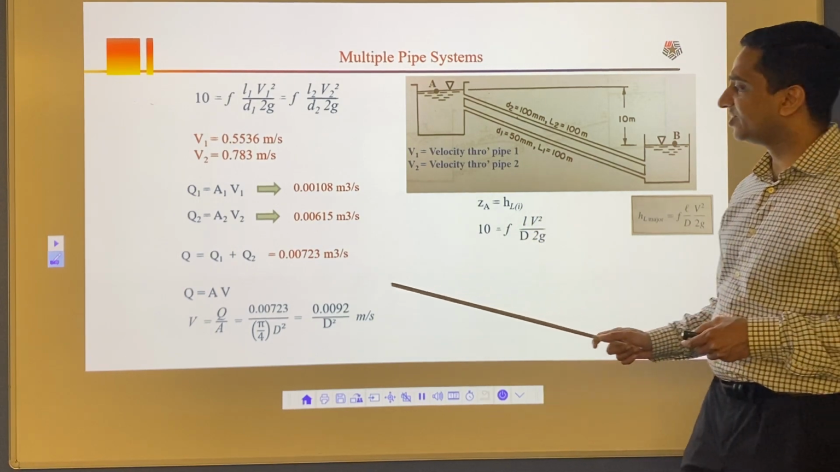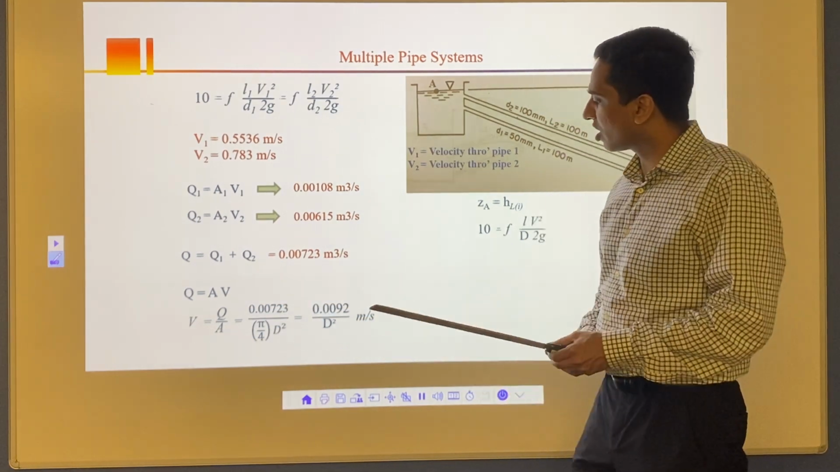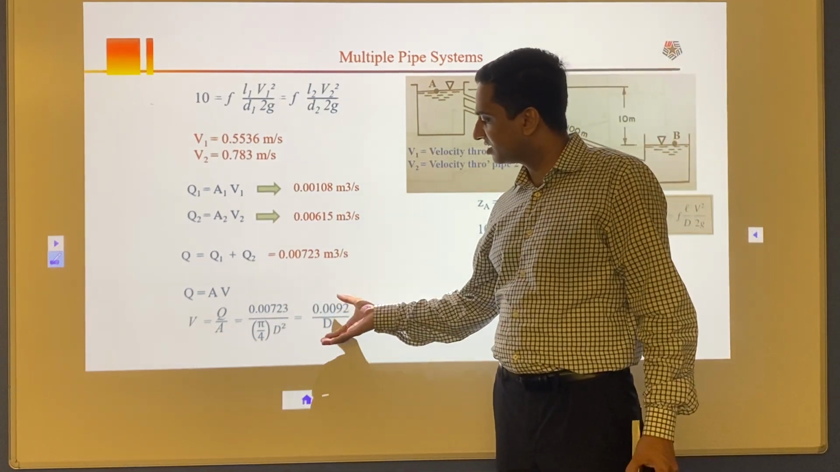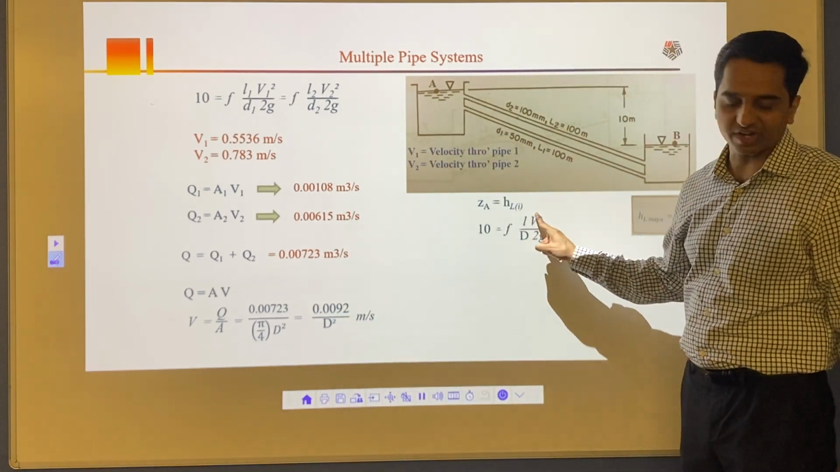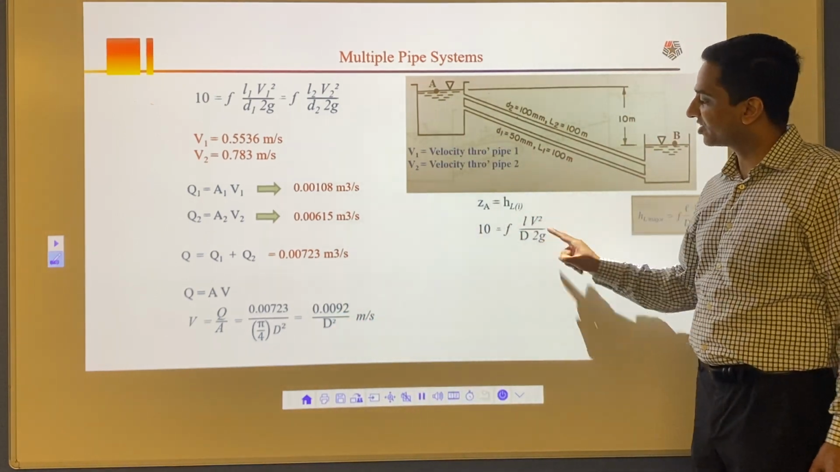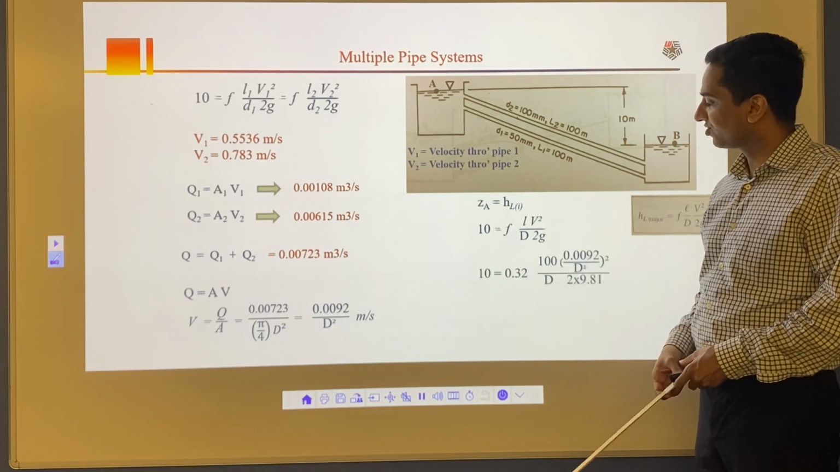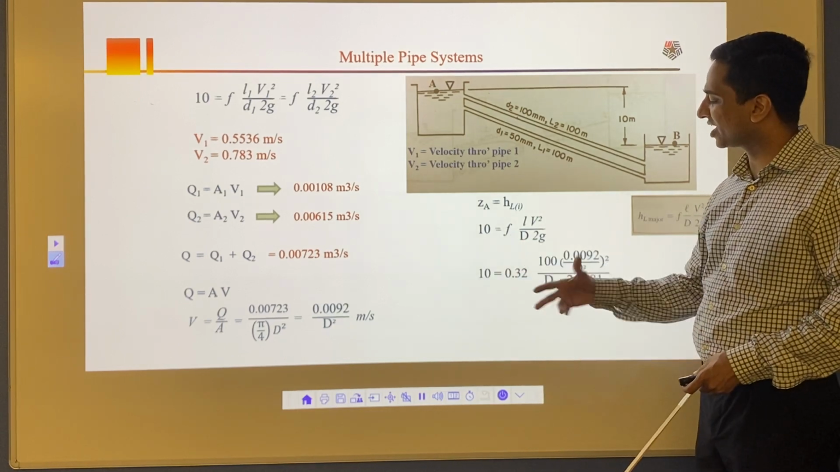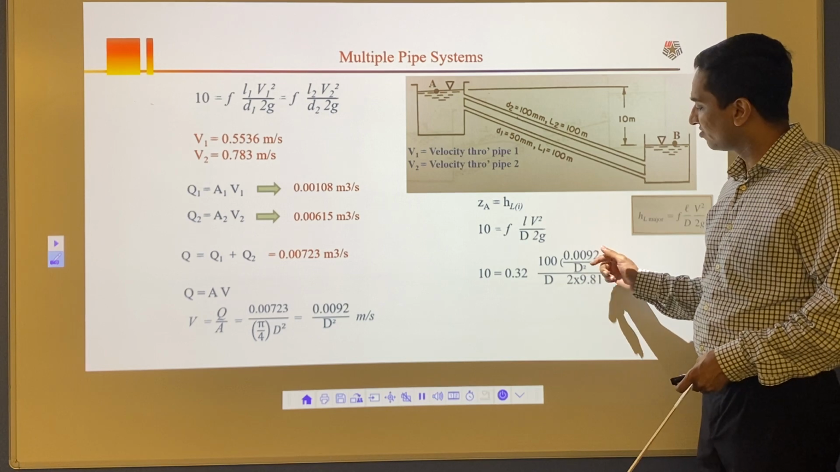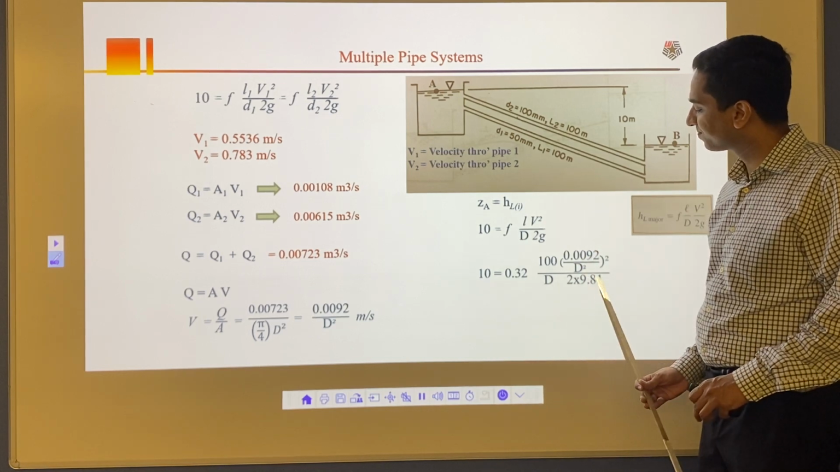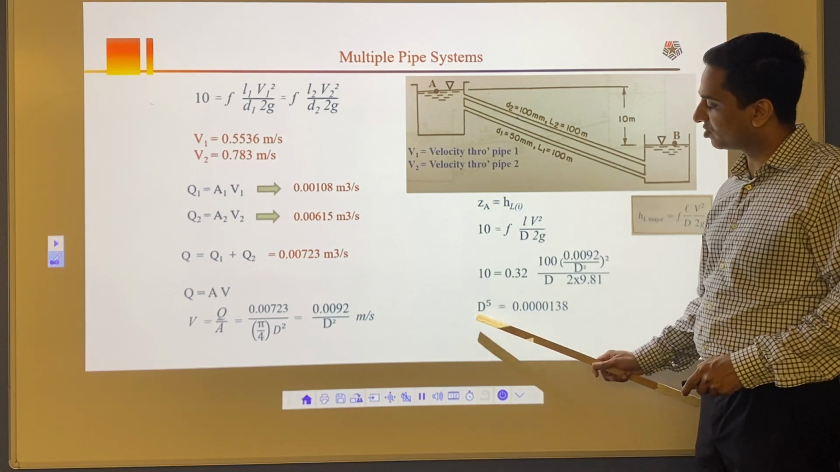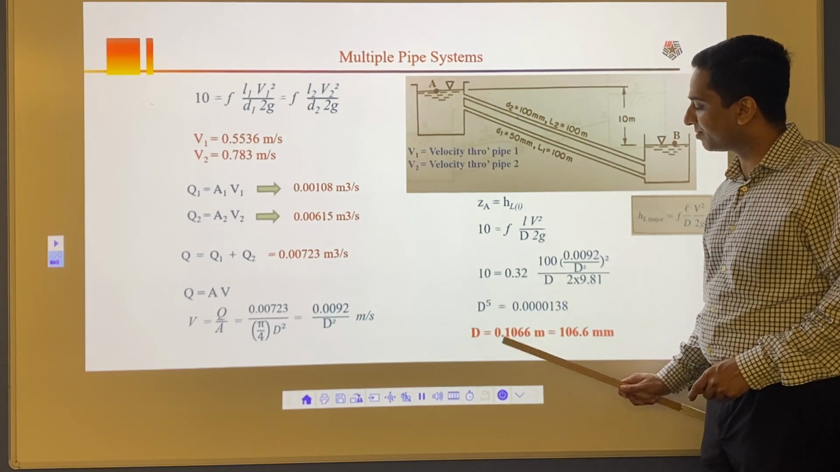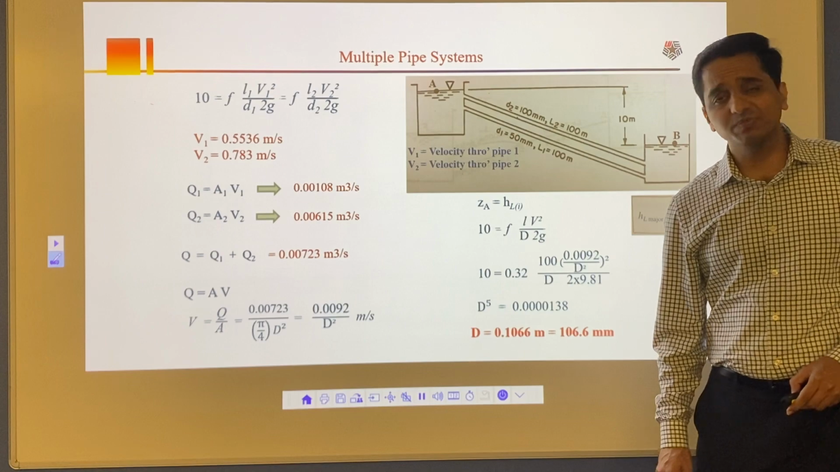So I'm going to take this entire value for velocity, and I am going to plug it in here for the velocity. Once I plug it in, I can solve this equation. So here 0.32 is the friction factor, which is given, 100 is the length, then velocity, diameter, and 2g. So all you have to do is solve this one, and finally you'll get a diameter of around 106 millimeters.